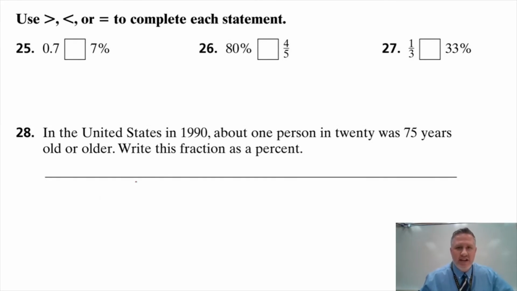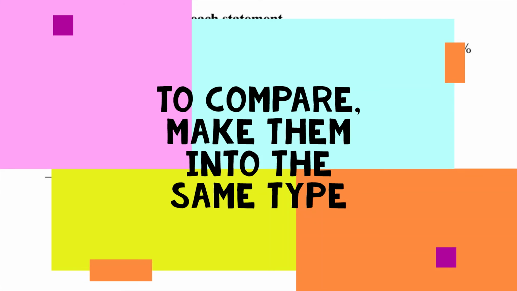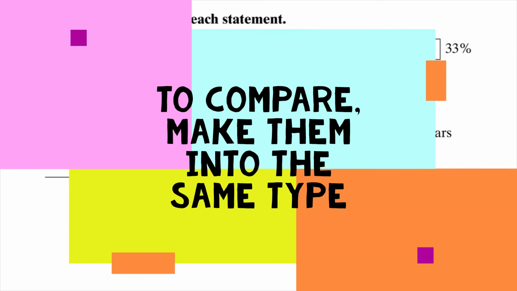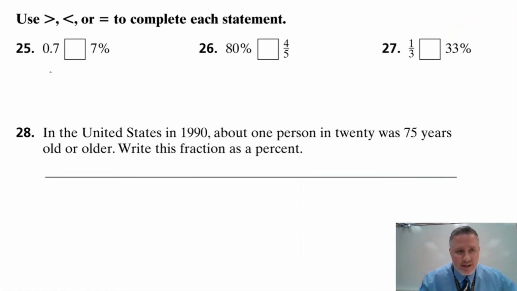And the last section, you can't compare apples to oranges, so you can't compare decimals to percents unless you make them the same thing. So let's make this decimal into percent. 70% compared to 7%. Well, 70% is bigger. Okay, I could have made them both decimals too. Remember, this would have been 0.07, and obviously 70 cents is bigger than 7 cents.